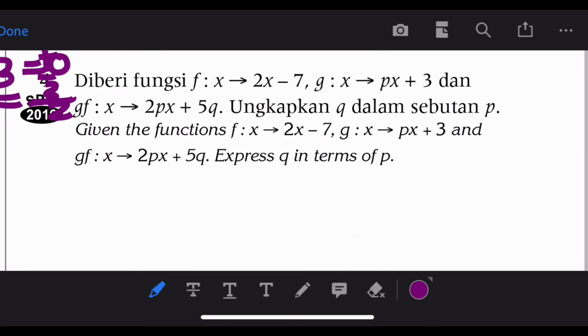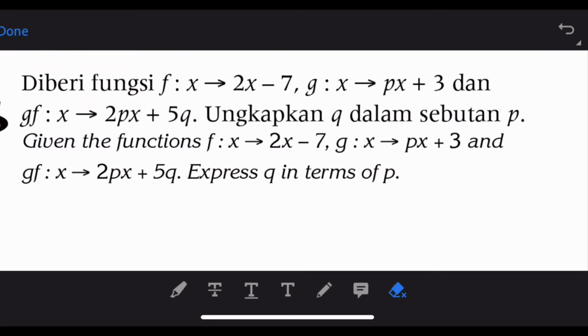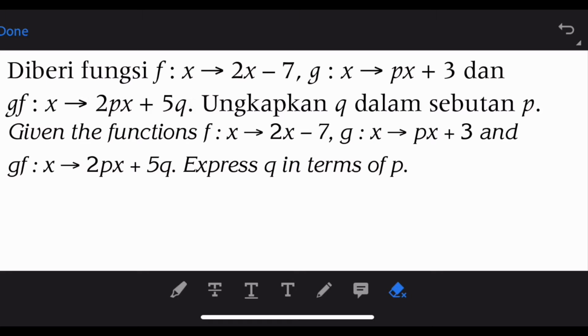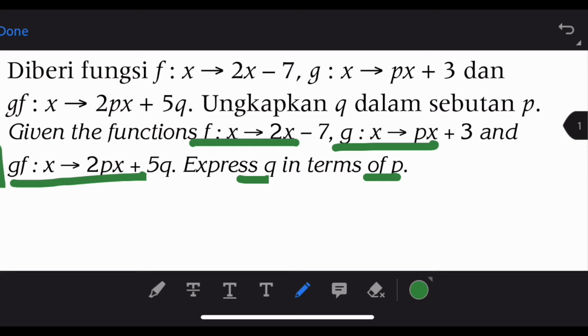Let's proceed to the next question, which is number 4, about composite functions. You will see all these questions in the coming mid-year exam. Alright, so you are given the functions f(x) and g(x), and gf(x). Express q in terms of p. We always start from the answer given.